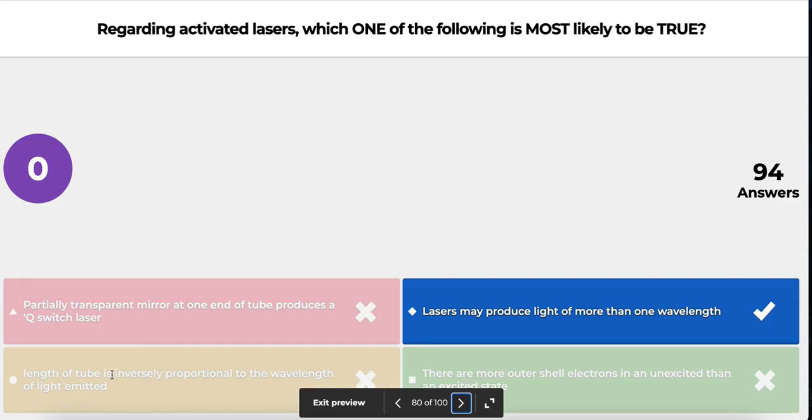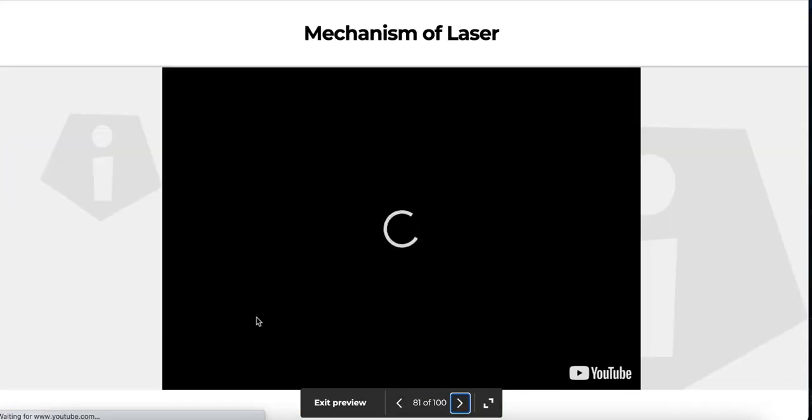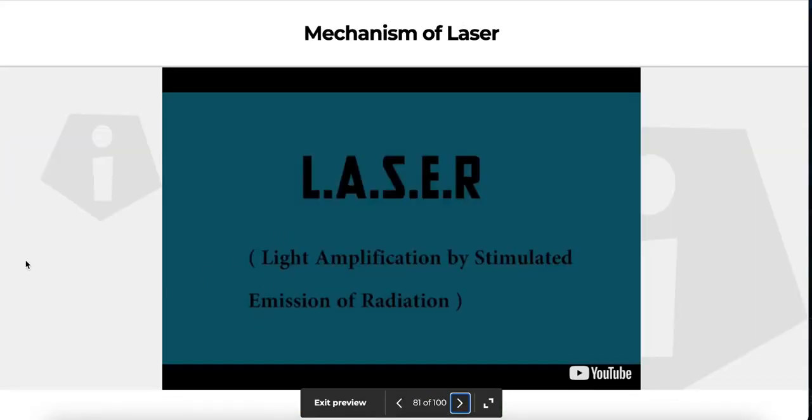The length of the tube is directly proportional to the wavelength of the light emitted, which is important for resonance and for making the summation of the wavelengths. There are more outer shell electrons in the excited than the unexcited state, and this is what's called population inversion, and it is important for the laser mechanism. So let's see this video, which will show you the mechanism of laser.